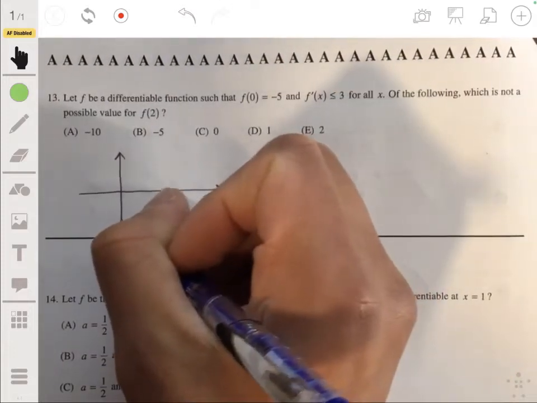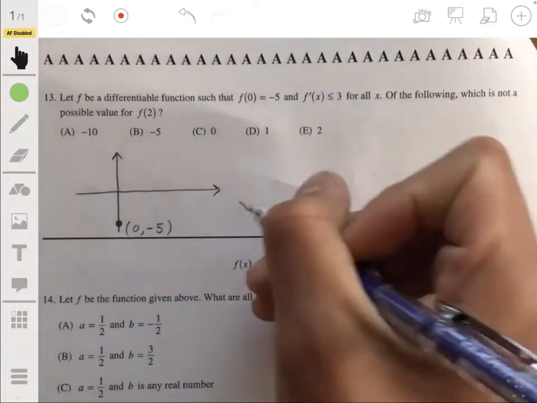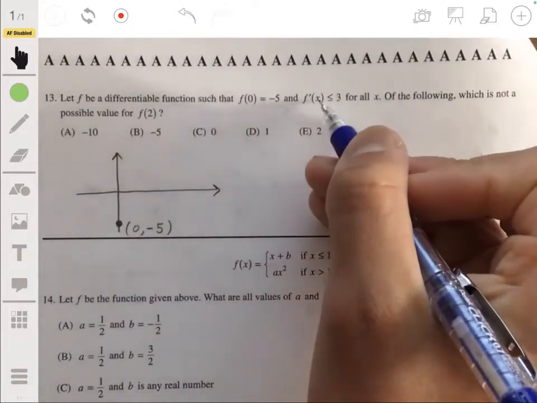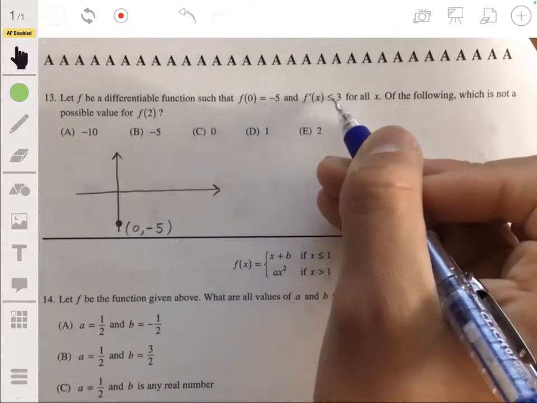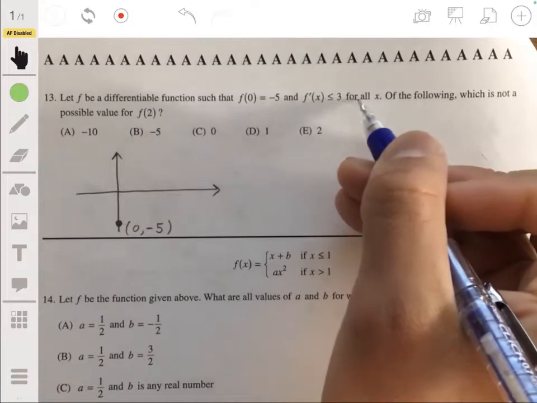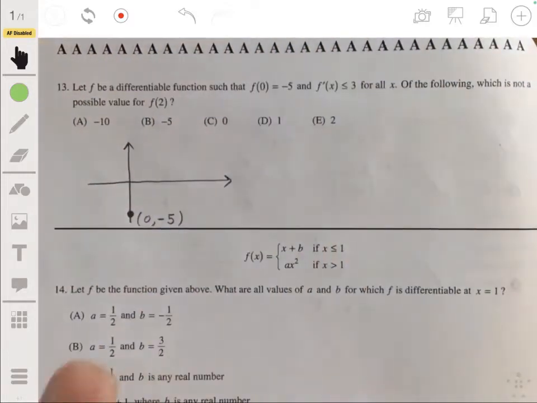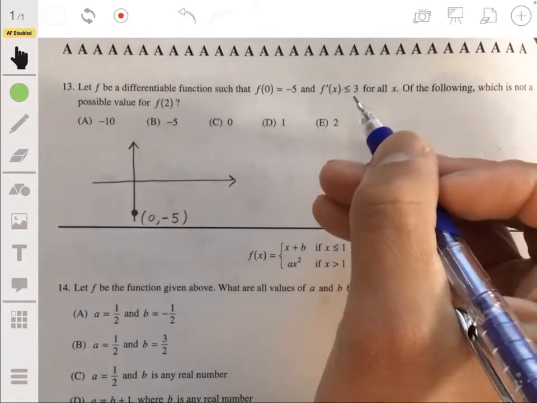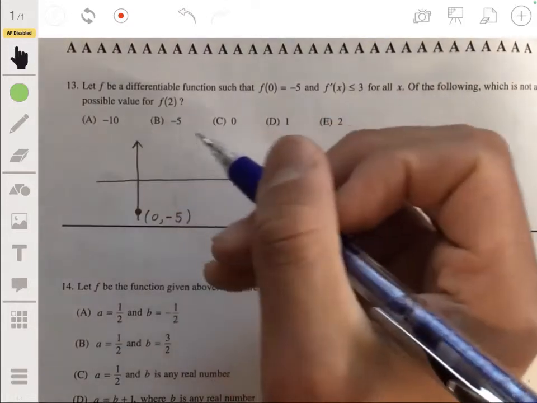So then you know the function is going to be going through that. Now it says the derivative has to be less than or equal to 3. Okay, well, let's just say the derivative is always 3. Let's just draw what this would look like if you make the derivative 3, and if it's always 3, you're going to get a straight line.